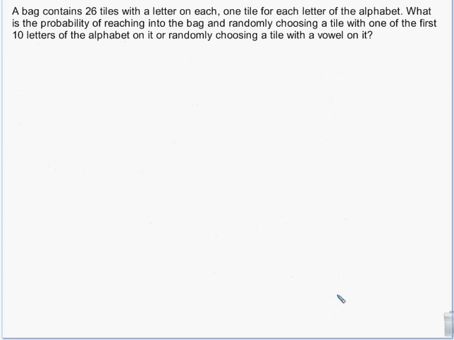Scrabble, basically. 26 tiles with a single letter on each, 1 for each letter of the alphabet. What is the probability of reaching into the bag and randomly choosing a tile with one of the first 10 letters or a vowel? Okay, the first 10 letters. So we have A, B, C, D, E, F, G. How many is that? 1, 2, 3, 4, 5, 6, 7, 8, 9, 10.